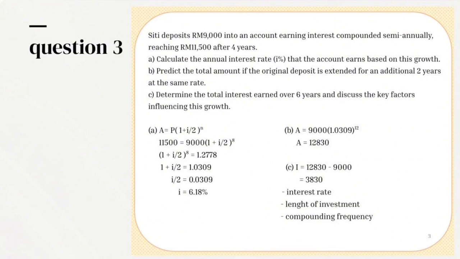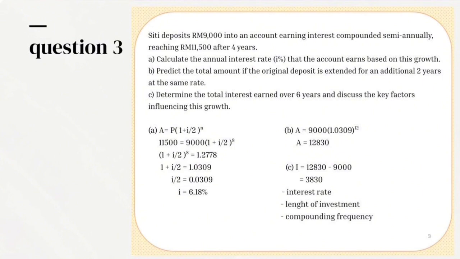So insert into the formula A equals 9,000 times 1.0309 to the power of 12. We get A equals 12,830. C. Determine the total interest earned over 6 years and discuss the key factors influencing this growth.